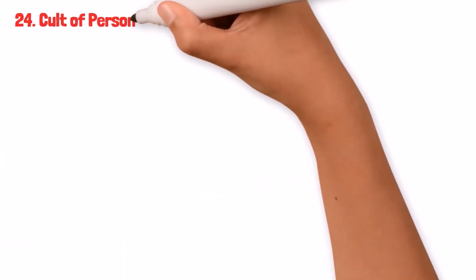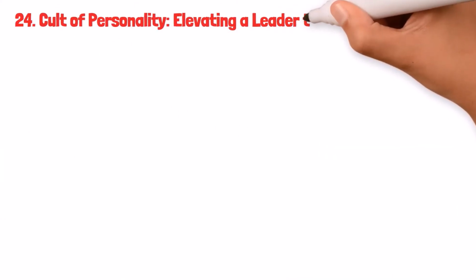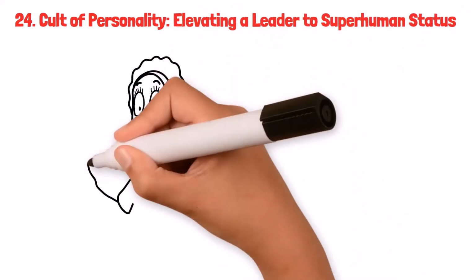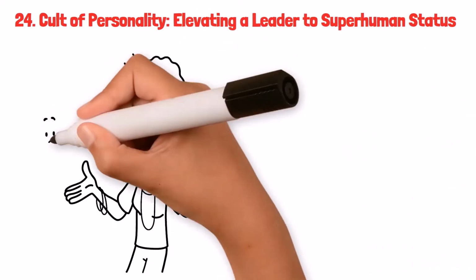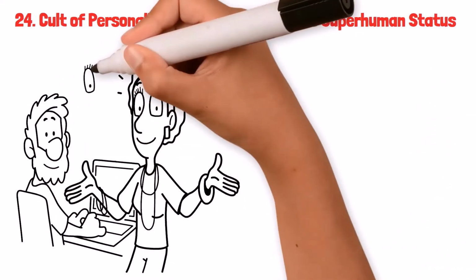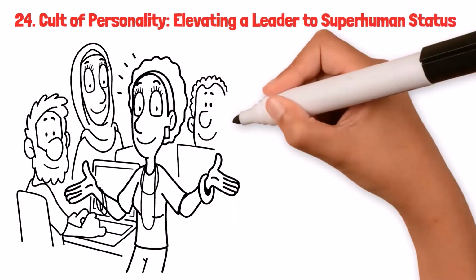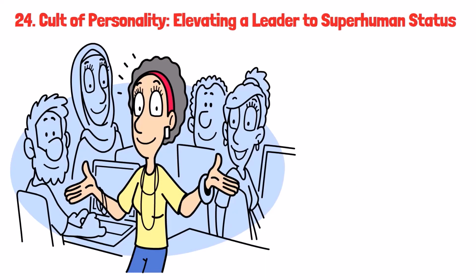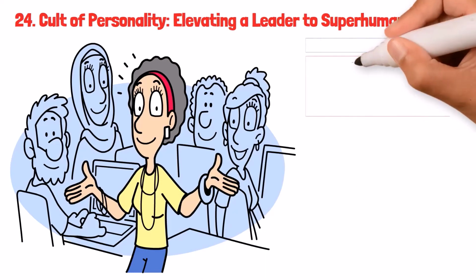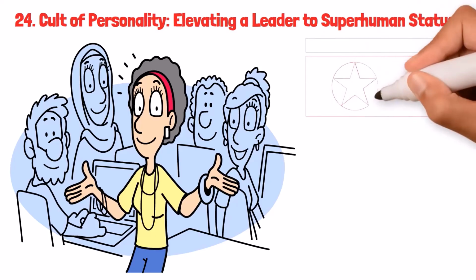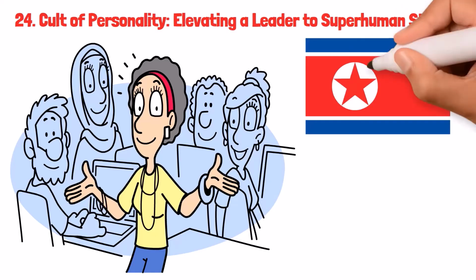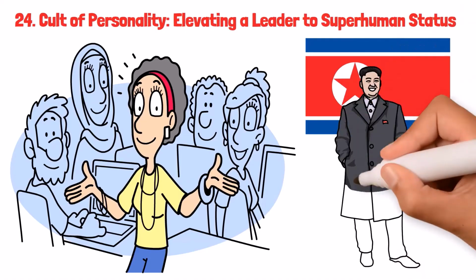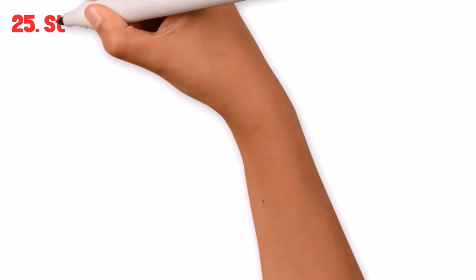24. Cult of personality, elevating a leader to superhuman status. The cult of personality is a technique that creates an idealized, heroic, and at times worshipful image of a leader. This technique is often used in authoritarian regimes to build unquestioning loyalty and devotion to the leader. For instance, propaganda in North Korea frequently portrays its leaders as infallible and almost divine, elevating them to a status beyond ordinary human beings.